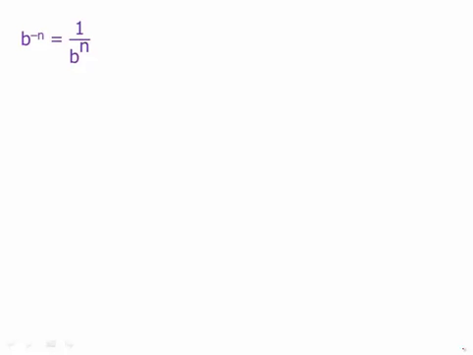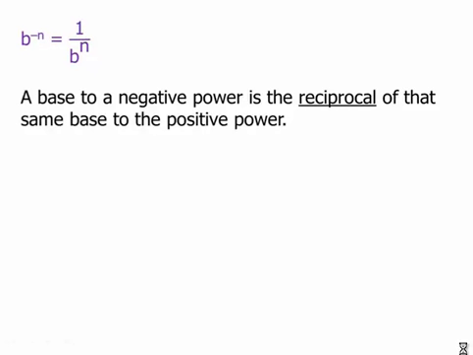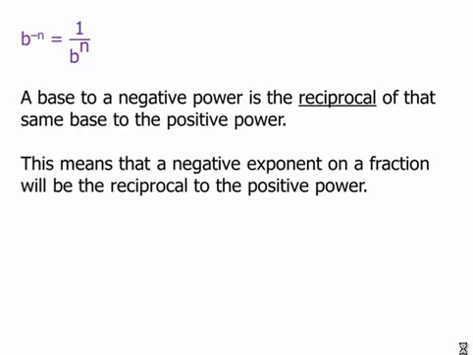So the rule, of course, is b to the -n equals 1 over b to the n. So another way to say this is a base to a negative power is the reciprocal of that same base to the positive power. This means that a negative exponent on a fraction will be the reciprocal to the positive power. So if I have the fraction p over q to the -n, that will equal q over p to the positive n. That's a really handy shortcut to know on the test.